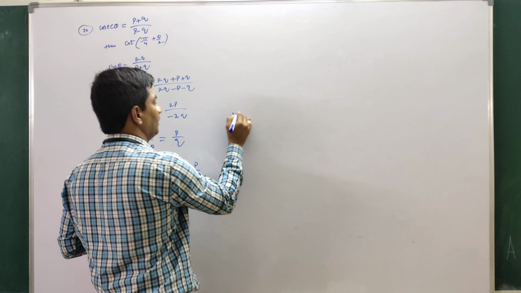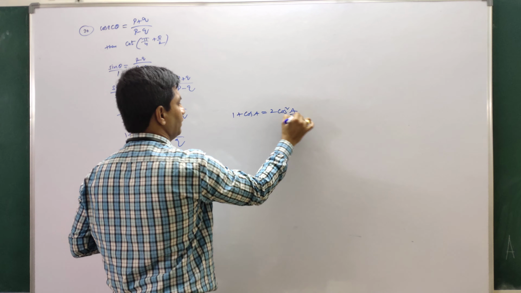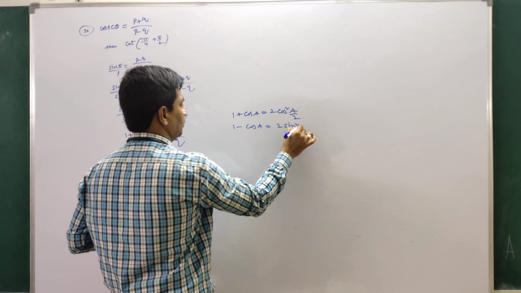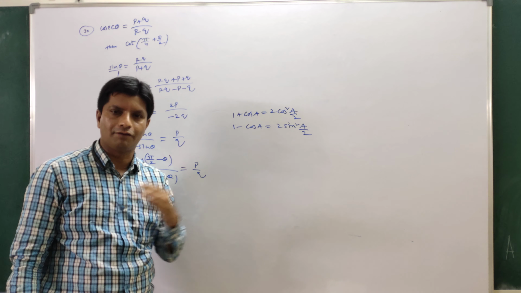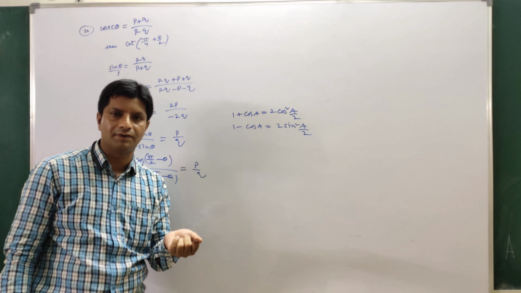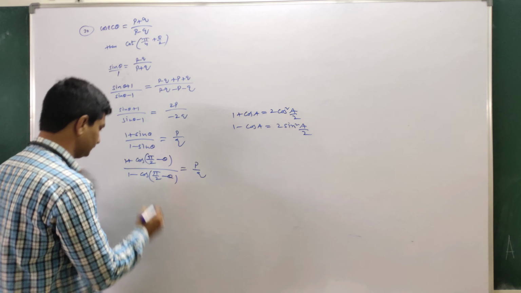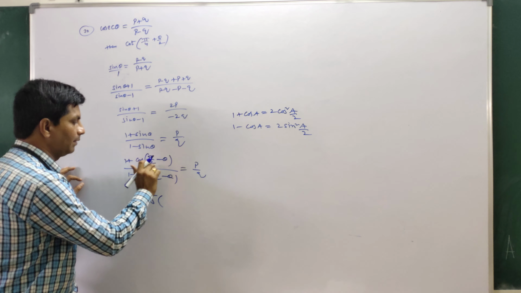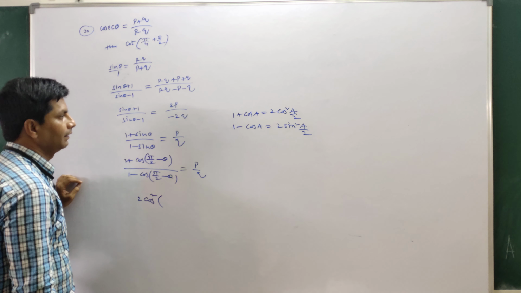For multiple and submultiple angles, we know that 1 plus cos A equals 2 cos square A by 2, and 1 minus cos A equals 2 sin square A by 2. We can do this because we know cos 2A equals 2 cos square A minus 1, so cos A equals 2 cos square A by 2 minus 1. From that you can get this. Similarly for 1 minus cos A, apply the formula. 2 cos square, where A by 2 means (pi by 2 minus theta) by 2. Okay? Right. 1 plus cos A.